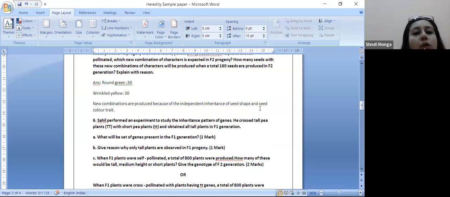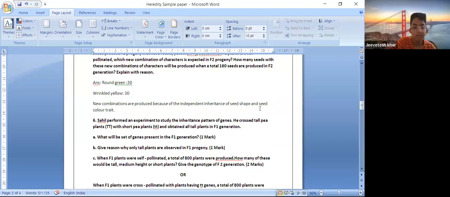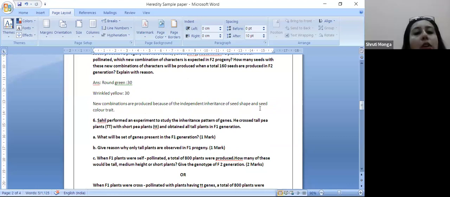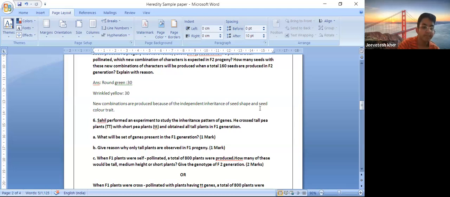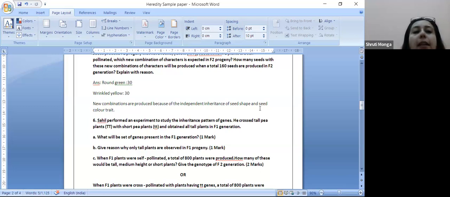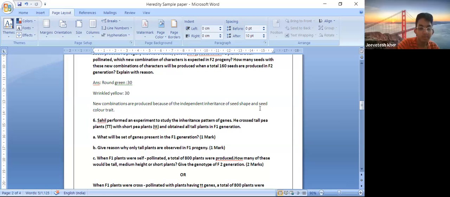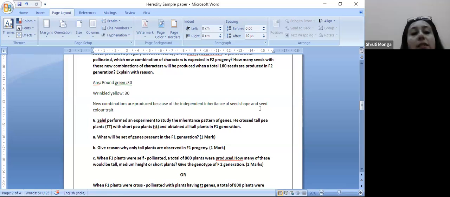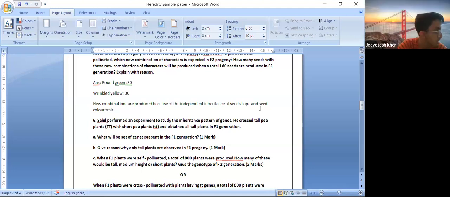He crossed tall plants with short pea plants and obtained all tall plants in the F1 generation. What will be the set of genes present in the F1 generation? That means one parent capital T, one parent small t. They are asking you the set of genes, the genotype, in the F1 generation. You have already done the cross in the previous questions.